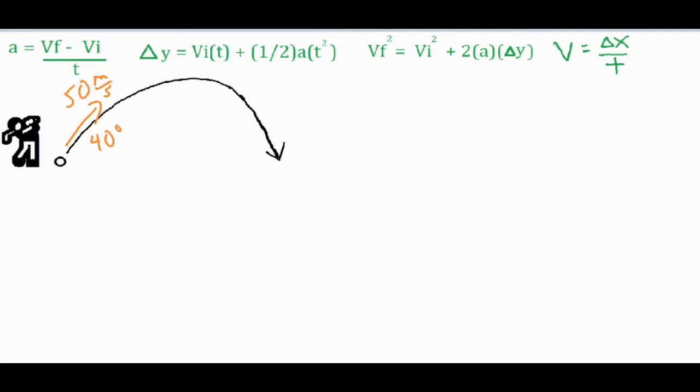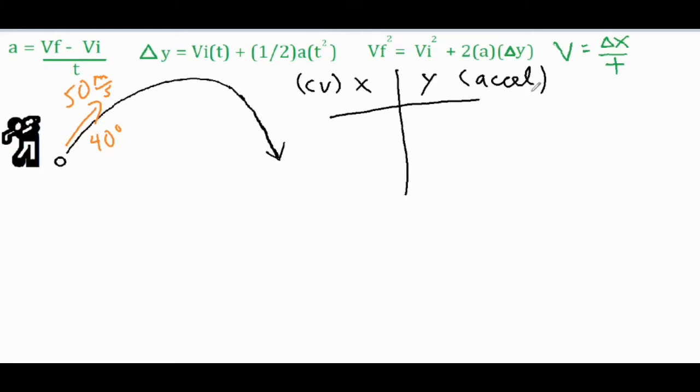So the first thing we're going to do is go ahead and create an X and Y column as we normally would. The reason for that is because everything moving horizontally has no forces, therefore it is moving at a constant velocity. And everything moving vertically does experience a force of gravity, which is going to cause it to accelerate. So we want to make sure we split everything into two columns.